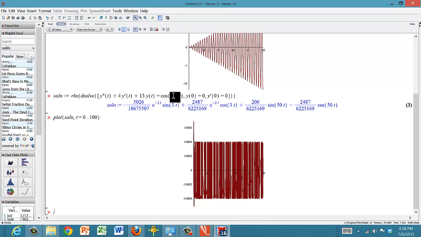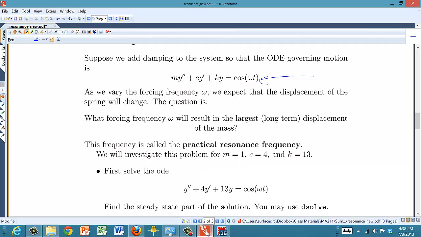So the question is, what's the forcing frequency that gives me the biggest displacement from equilibrium? That forcing frequency is going to be called the practical resonance frequency. Again, I'm only interested in the long-term displacement of the system.